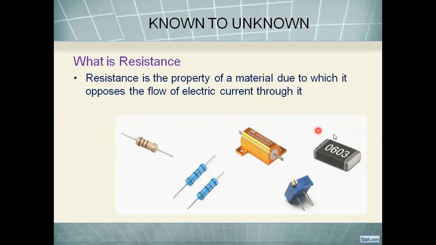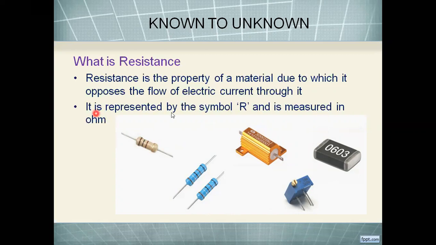You can see some images, some photographs of different resistances. You must have seen these resistances in your lab. Of course, maybe not these exact ones, but we have some images here of different resistances. Now it is represented by symbol R and is measured in ohms. So the unit of resistance is ohm. Here the element is named a resistor and the property of the element is resistance.